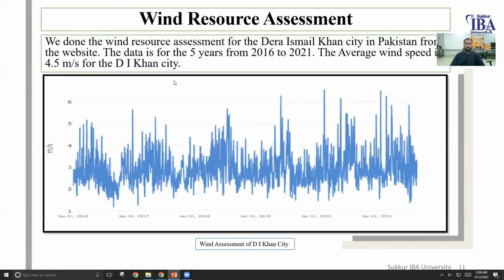So first one is wind resource assessment. We have done the wind resource assessment for Dera Ismail Khan city in Pakistan. We got this data from the website of the weather department. The data is for 5 years from 2016 to 2021. The average wind speed is 4.5 meters per second for DI Khan city.